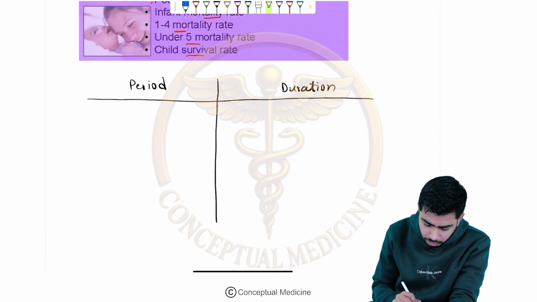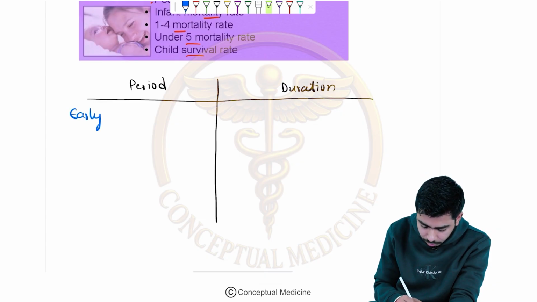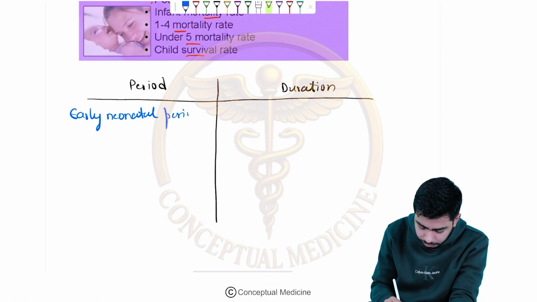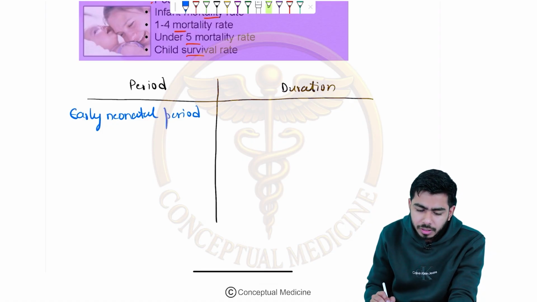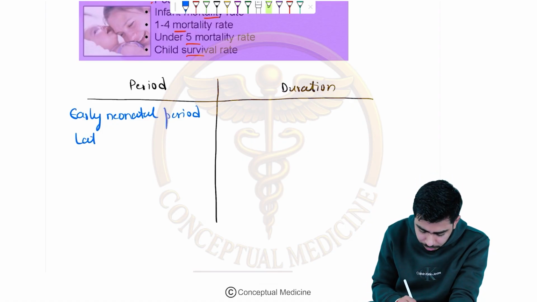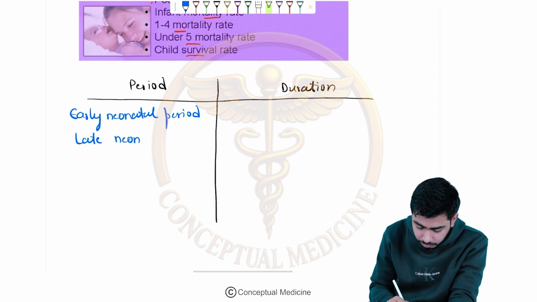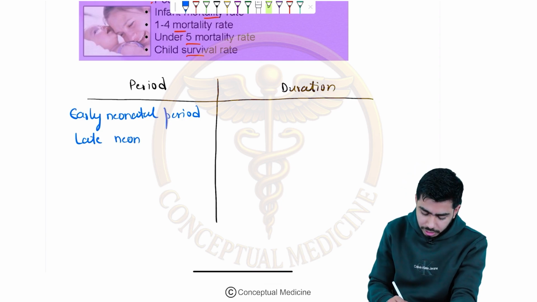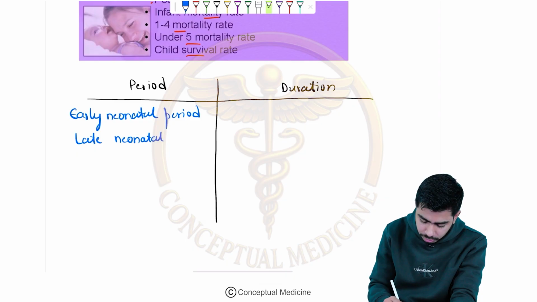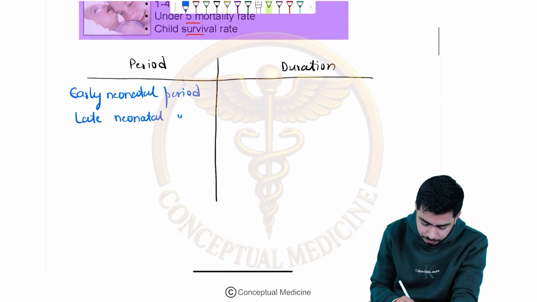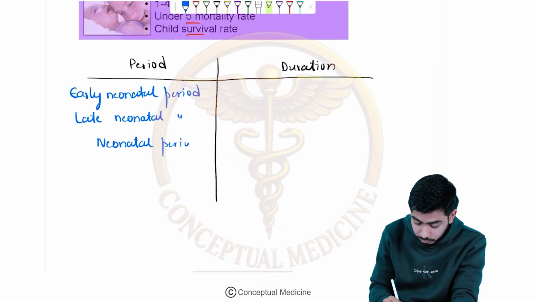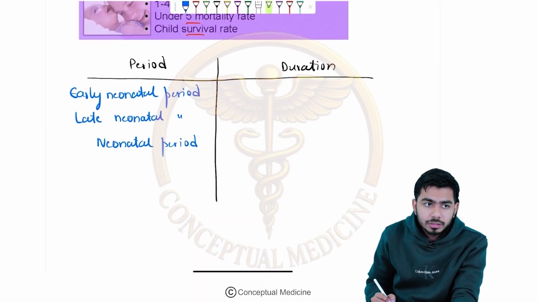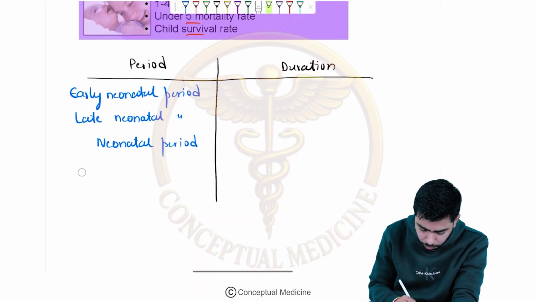So the very first one we are going to talk about is what is the neonatal period, right? Early neonatal period. What is the early neonatal period? You can answer. Then what is the late neonatal period? What is the duration between that day to that day? We are calling them early and late. You can tell me. Early neonatal period, late neonatal period. What is the neonatal period overall? Okay. Then what about the post-neonatal period?